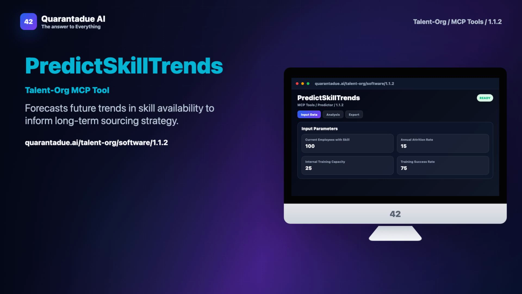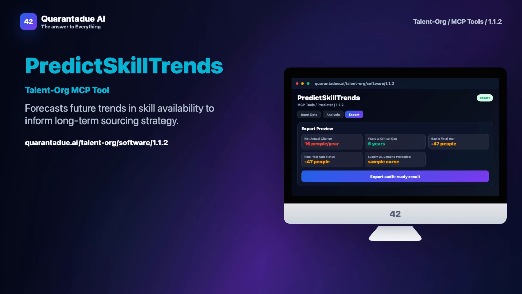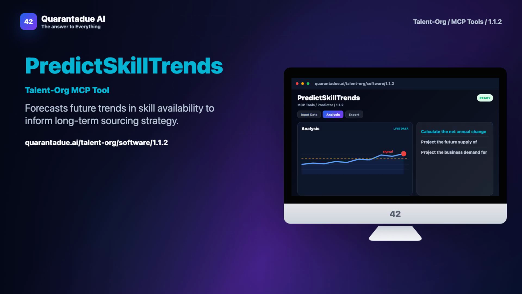Predict skill trends is talent org software for specific operational decisions. It forecasts future trends in skill availability to inform long-term sourcing strategy. This video explains what the tool does, why the workflow matters, and how the output becomes useful decision evidence.